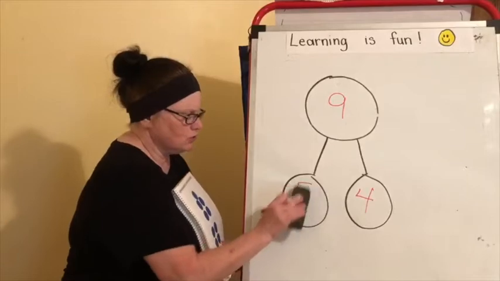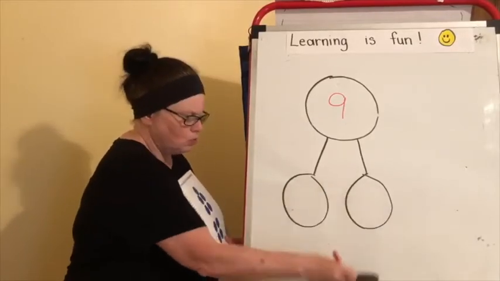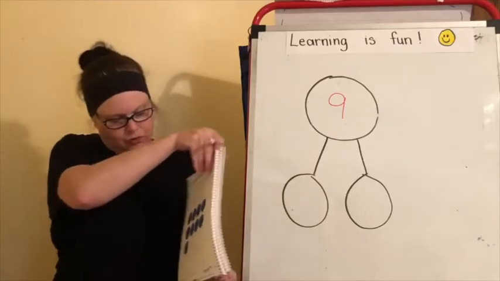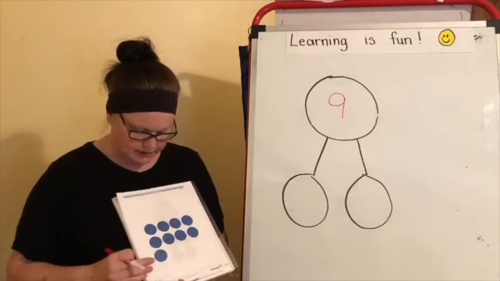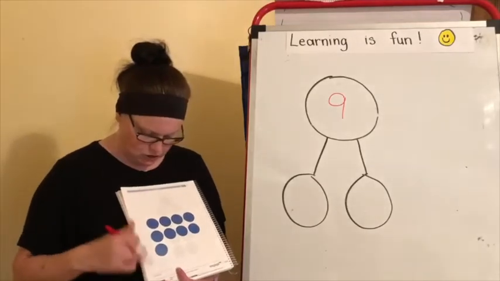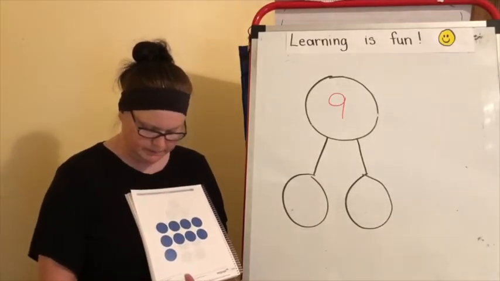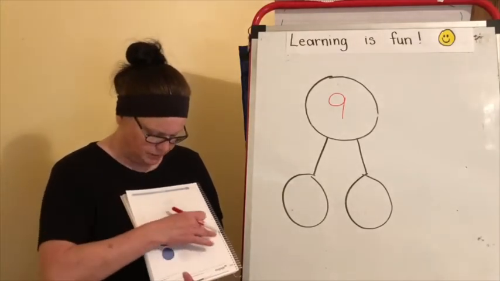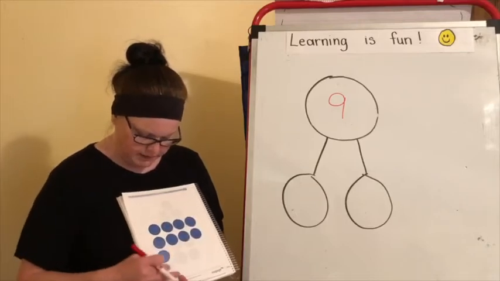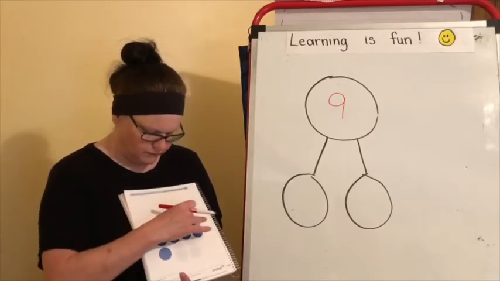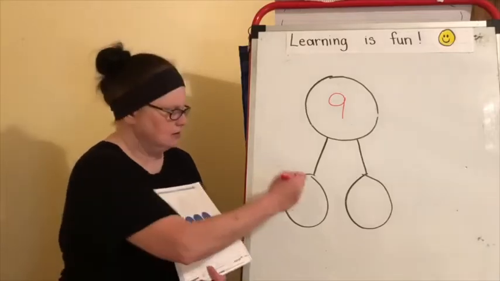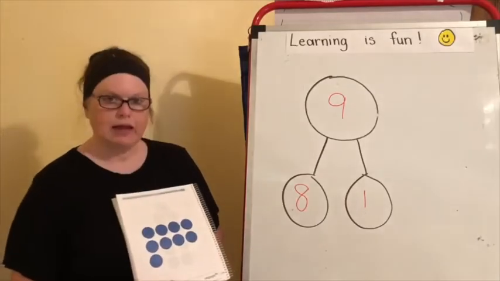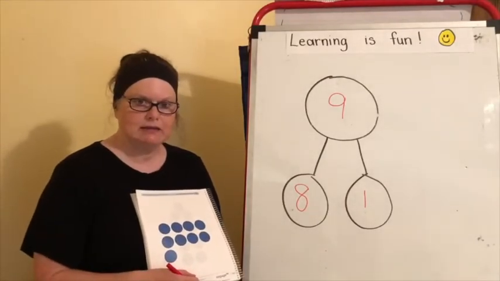Let's try another one. So we erase your parts. We're going to still have the whole of 9, but we're going to see if there's a different way to break it up. All right, go ahead and see. Do you see a different way to break it up? All right, I see a group here. And then I see a group down here. So 1, 2, 3, 4, 5, 6, 7, 8. And then 1. 9 can be 8 and 1. Did you see it the same way as me?